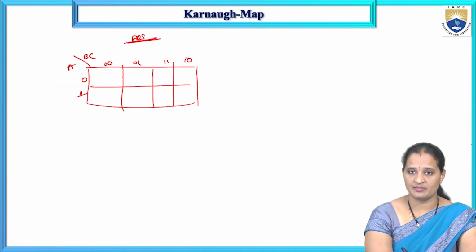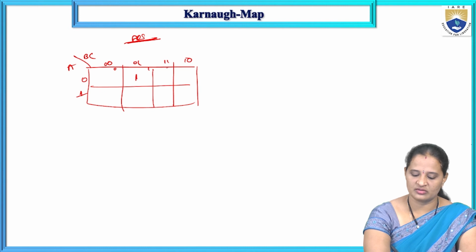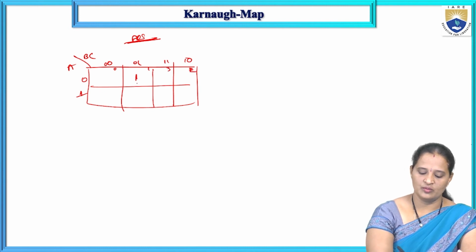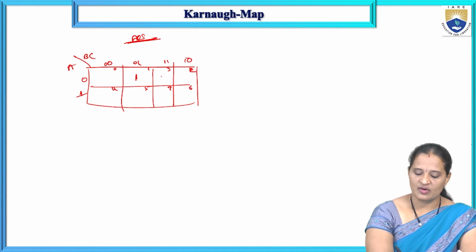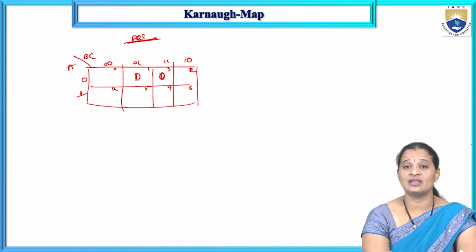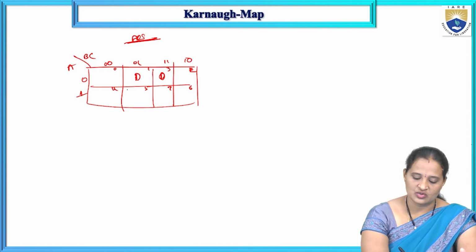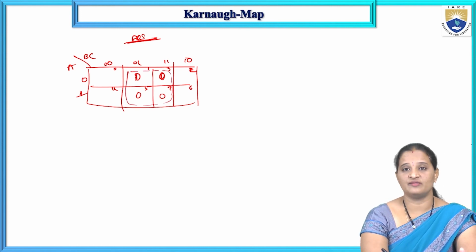For all those max terms, the cells should be placed with 0. So this is 0, 1, 3, 2, and this is 4, 5, 7, 6, right? 1, 3. Okay, so we need to place zeros because I want to get the POS form. So 1, 3, 5, 7. Now what can I do? I can form again a quad of these.